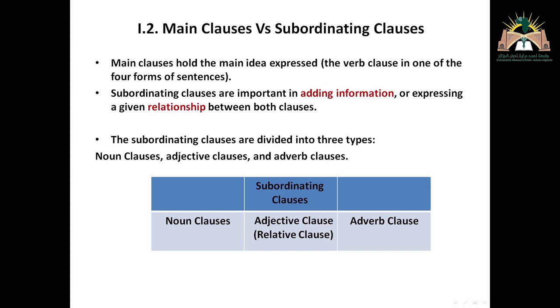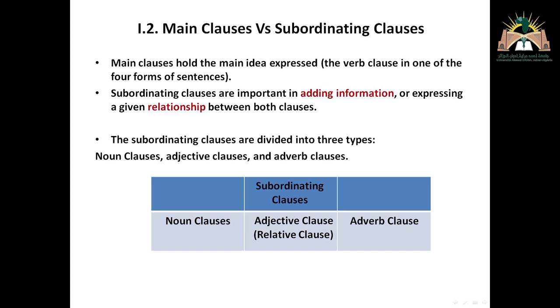Now, main clauses versus subordinating clauses. The main clauses hold the main idea expressed in the sentence. If we have a complex sentence which is composed of two clauses, a subordinating clause and a main clause, the main clause is the verb clause. Regardless, the subordinating clause may be a noun clause, an adjective clause, or an adverb clause.